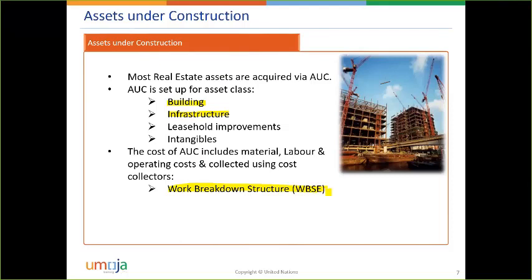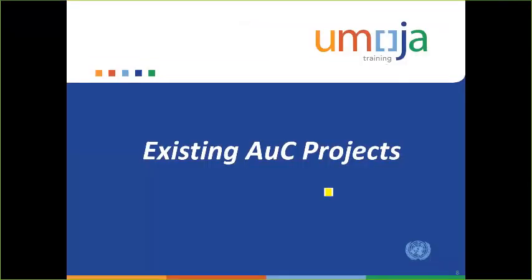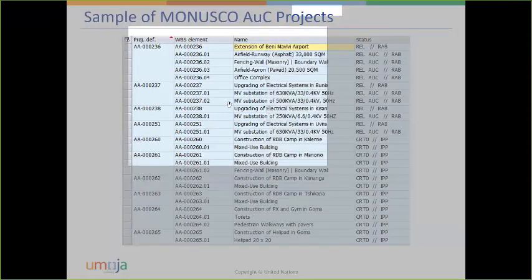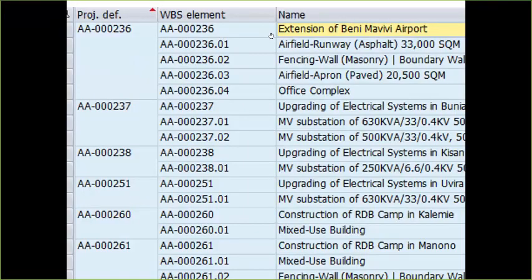I went to production, and I made an extract from the UMOJA project. So pay attention now, so you realize that what we are talking about is something that you can see and touch. Let me show you some existing projects. For example, this is an extract from MONUSCO. Okay? So you will recognize some of the projects. For example, in MONUSCO, we have one project called Extension of Beni Mavivi Airport.